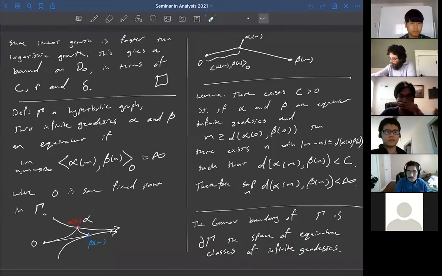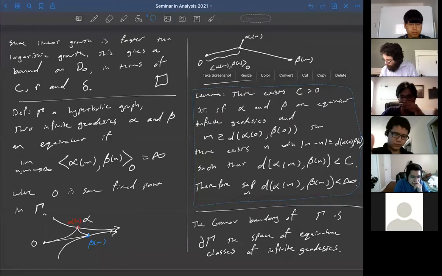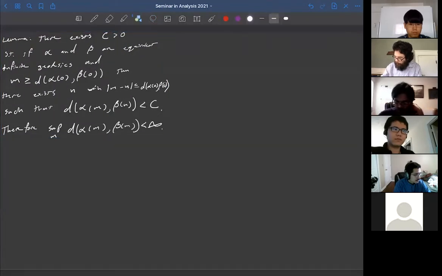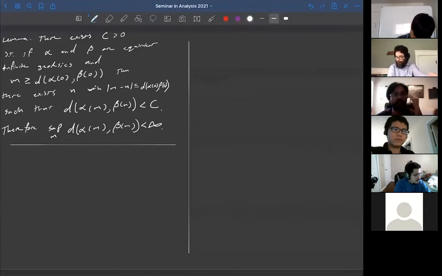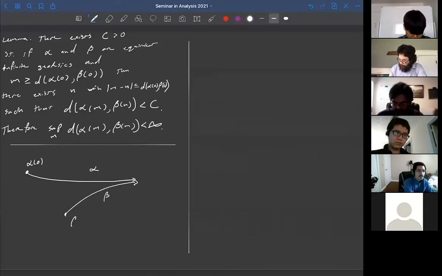Okay, so let's go ahead and prove this lemma that I stated last time. Maybe it'll help if I copy it over. Here's the lemma, and maybe we can draw the picture here as well. We have some path alpha, which looks like this, and some path beta, which maybe looks like this. Here's alpha naught, here's beta naught. We have some geodesic triangle here, and the distance here is the distance from alpha naught.